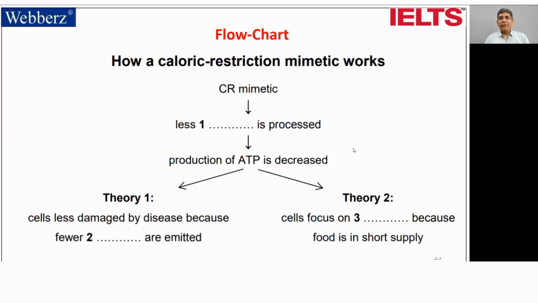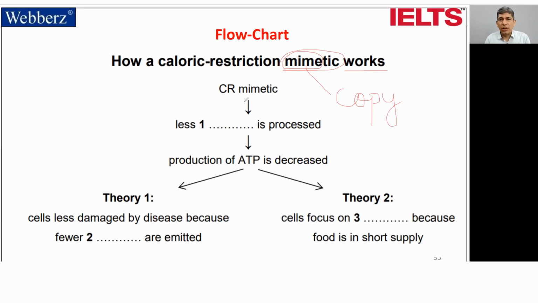Now, here we are, and we have no idea about the meaning of caloric restriction mimetic works. The pronunciation of this is mimetic. Mimetic means, it comes from mime. Mime means copy. Yeah, it's mimic, exactly. Mime or mimic, the word is copy. And so when we say mimetic, it means our body is copying an artificial process, or an artificial process is used to copy our body.